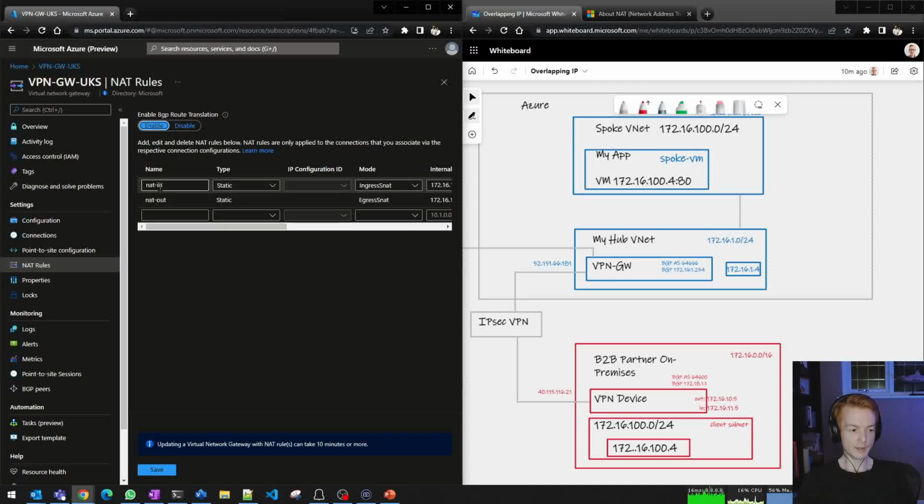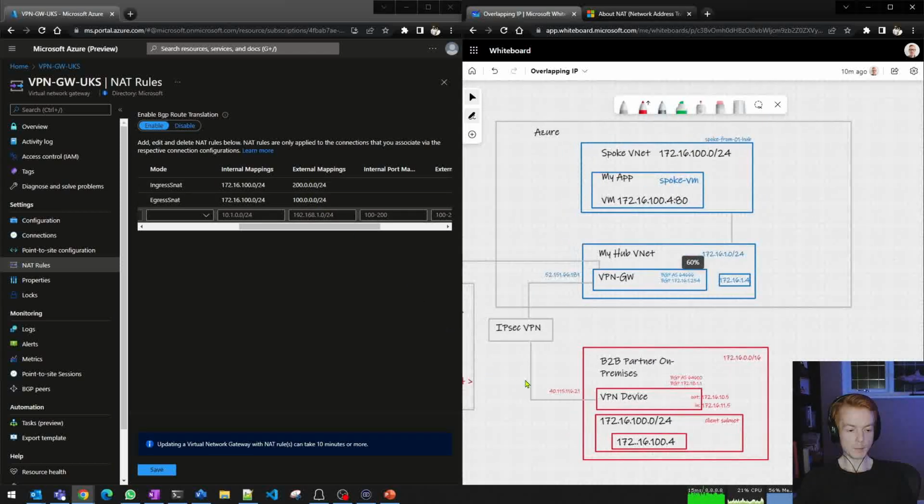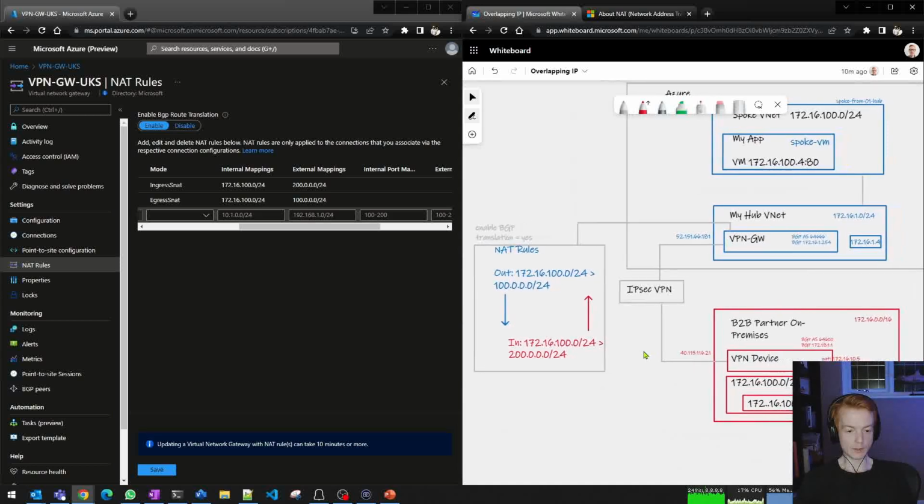So we've got one inbound, one outbound, both static NAT rules, ingress NAT and egress NAT. So on the inbound, I'm taking this prefix, the one that I know overlaps, and I'm telling the VPN gateway to remap it to 200.0.0.0/24. On the outbound, I'm taking my subnet, which we know overlaps, and I want the VPN gateway to represent it as 100.0.0.0/24.